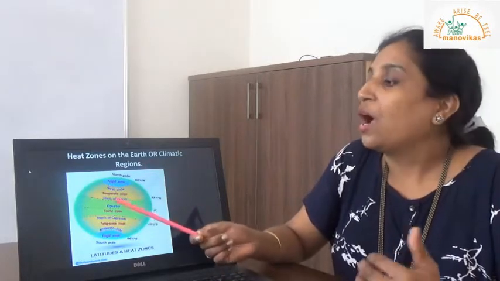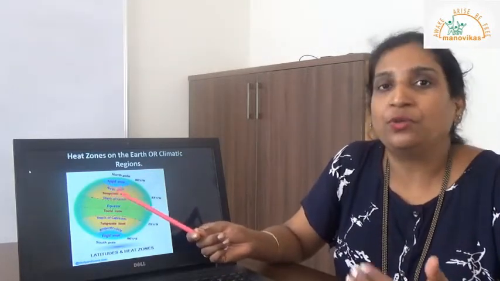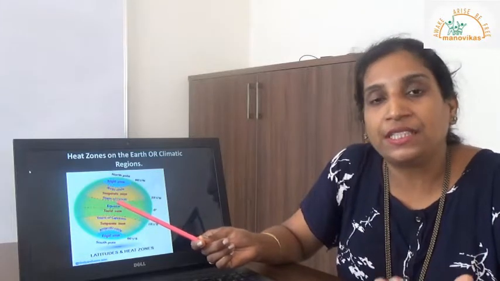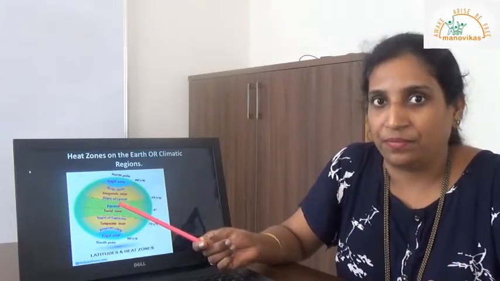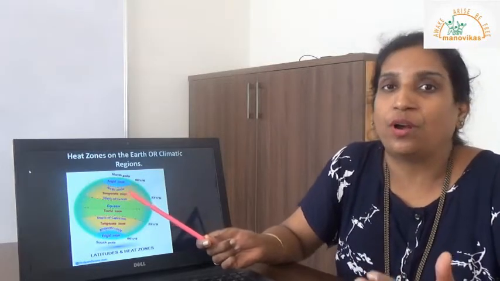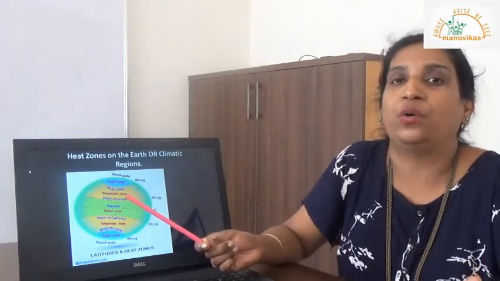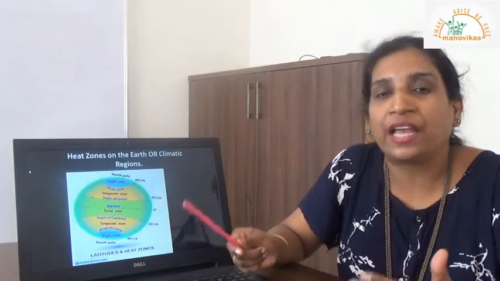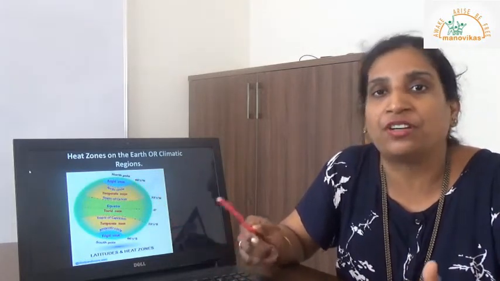So when a place is in the temperate zone, the climate is going to be very moderate. If you are in the frigid zone, the climate is going to be very, very cold, extremely cold. So this is how latitudes help in determining the climate of a region.